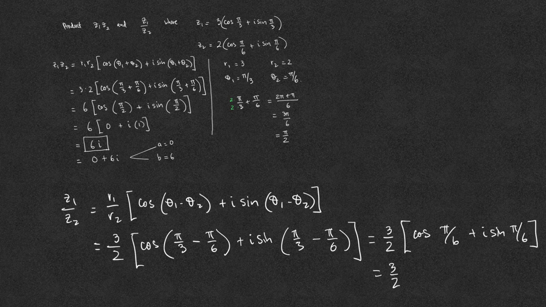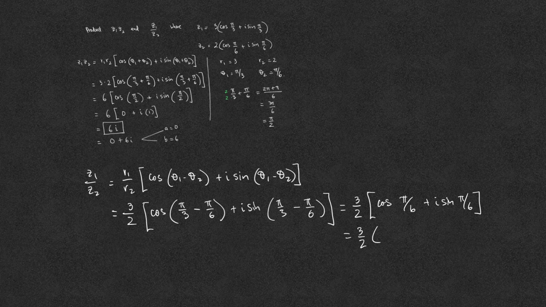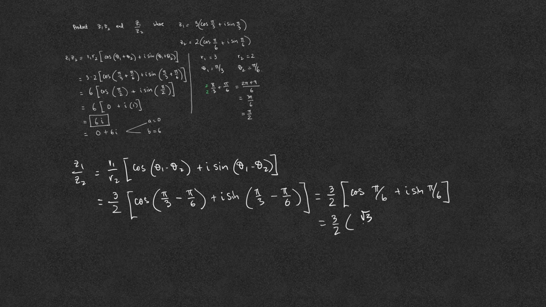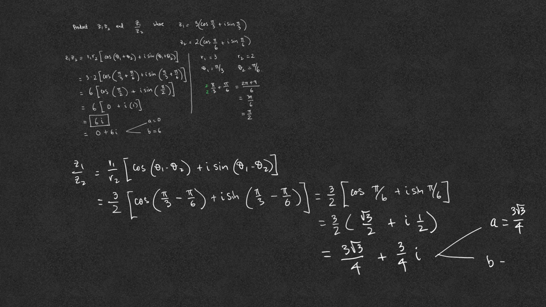We know that cosine of pi over 6 is root 3 over 2, plus i sine of pi over 6 is 1/2. Distributing 3 over 2, we have 3 root 3 over 4, since 2 times 2 is 4 in the denominator, plus 3 over 4 i. This is a complex number in the standard form with a equals 3 root 3 over 4 and b equals 3 over 4. This is the quotient of the two given complex numbers in polar form.